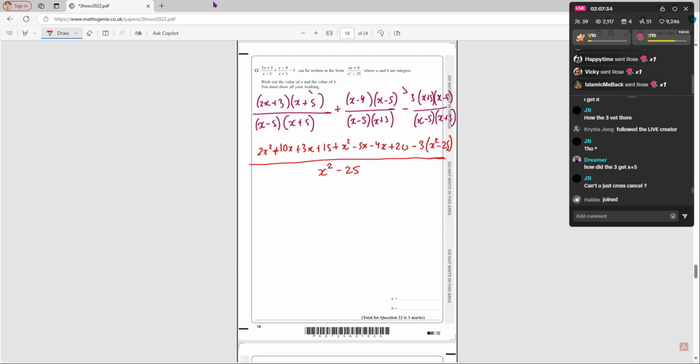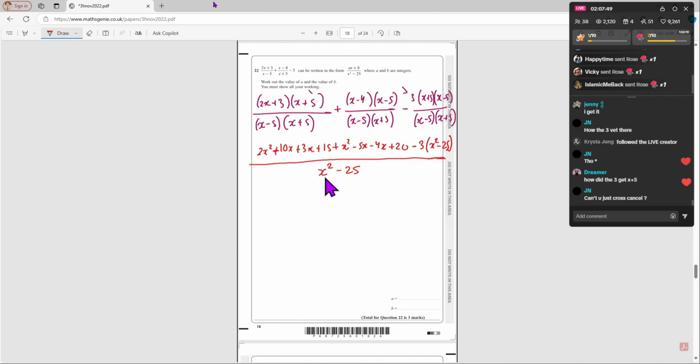You can't just cross cancel it. No, I wouldn't cross cancel it because you're trying to write it in the form ax plus b over x squared minus 25, and as you can see, you want the denominator to be x squared minus 25. So you do not want to cancel it out.